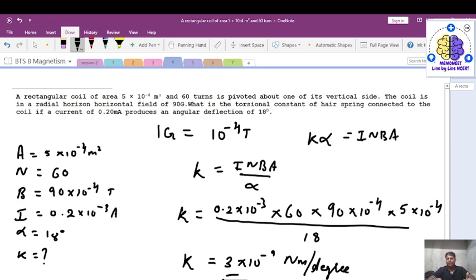So sin theta is 90. Why is theta 90? Because we are using a radial field. By default, we understand that we are using a radial magnetic field, and a radial magnetic field is always at 90 degrees to the area vector of the coil, right? So let's see one more numerical.